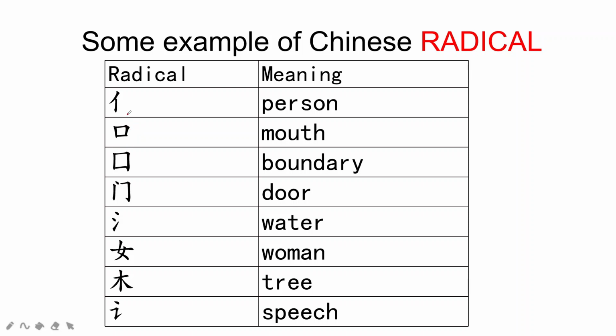Singing in Mandarin is written using the mouth as the radical. And water: just now, 游泳, swimming, uses the radical of water. And woman: mother, sister use the radical of woman. And wood, speech. Okay, next.